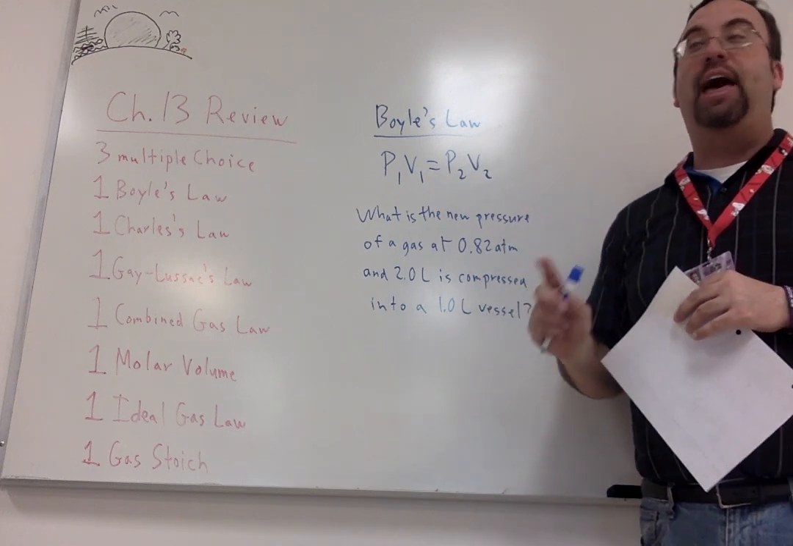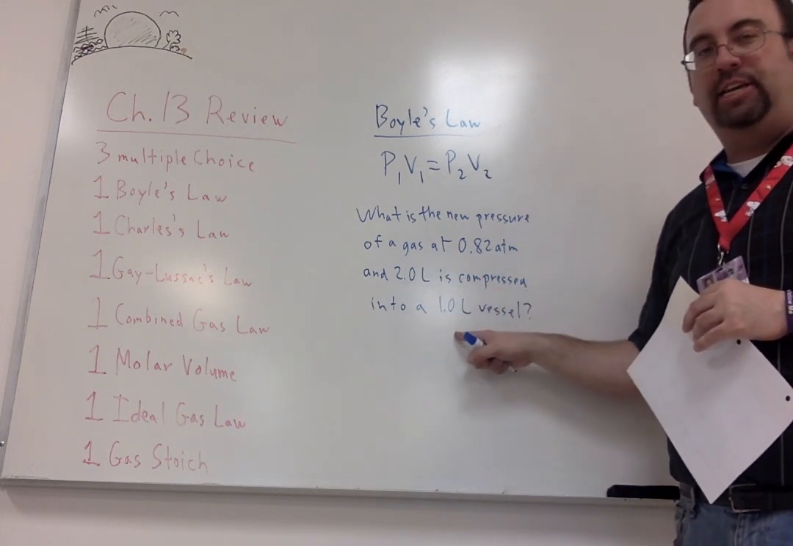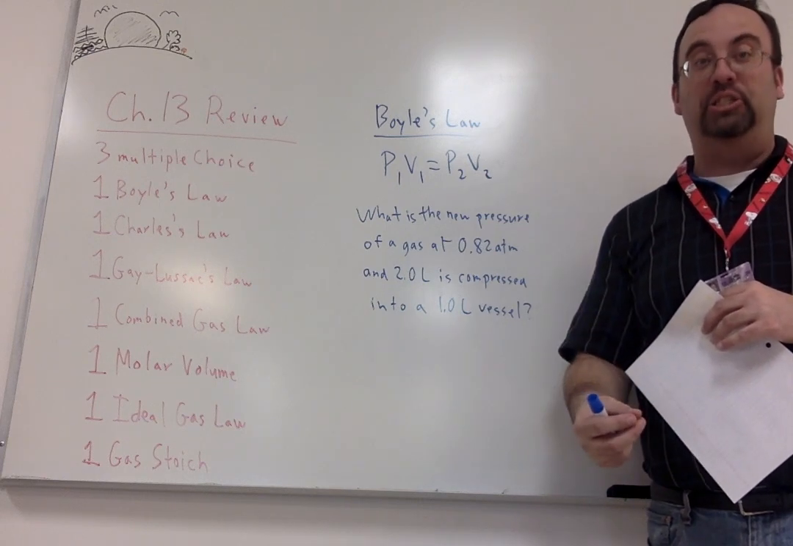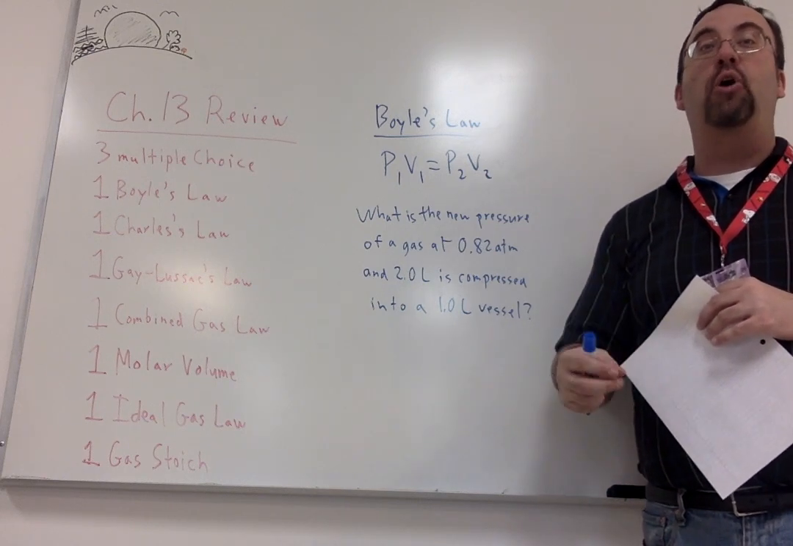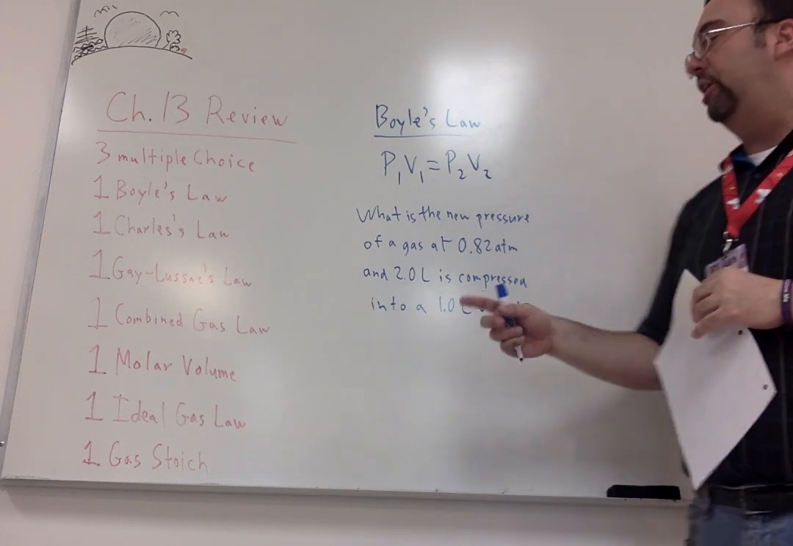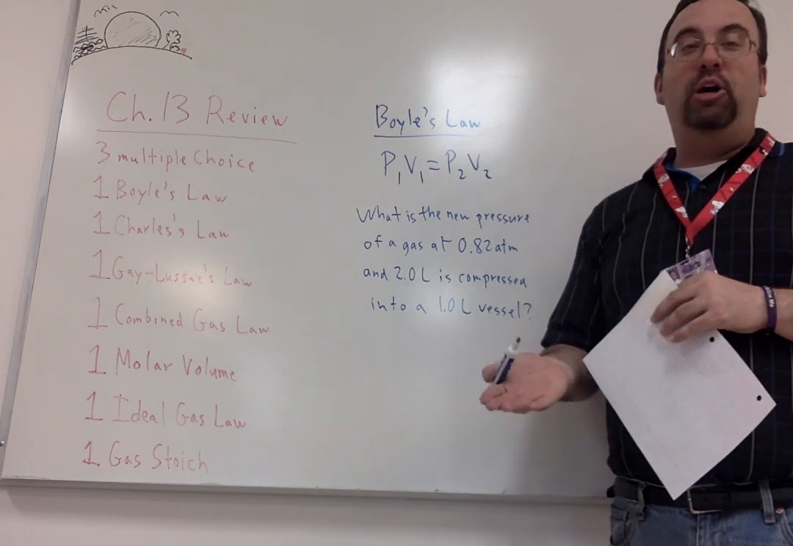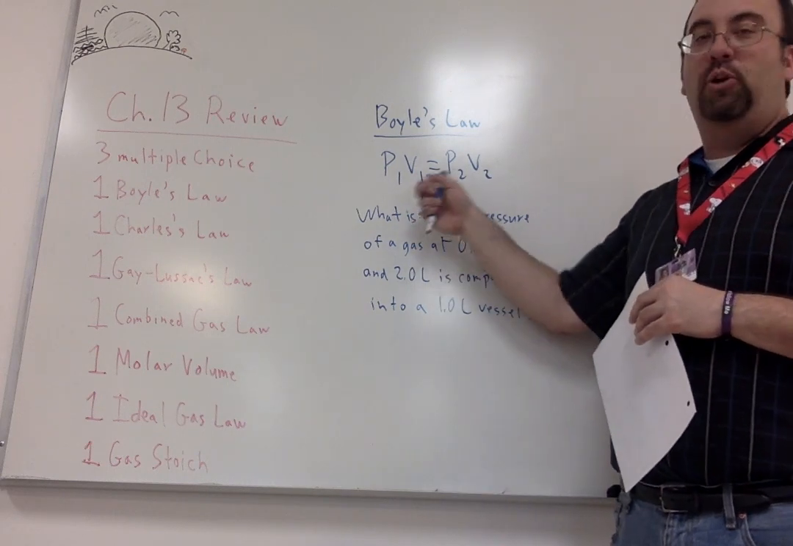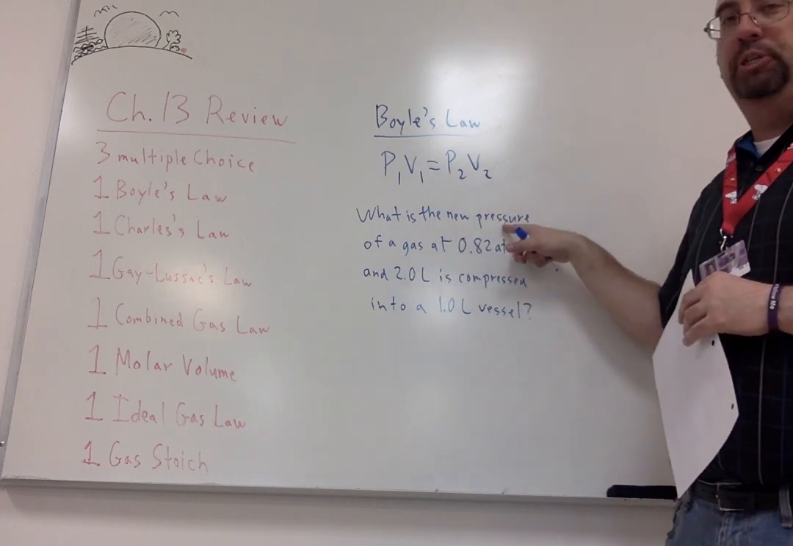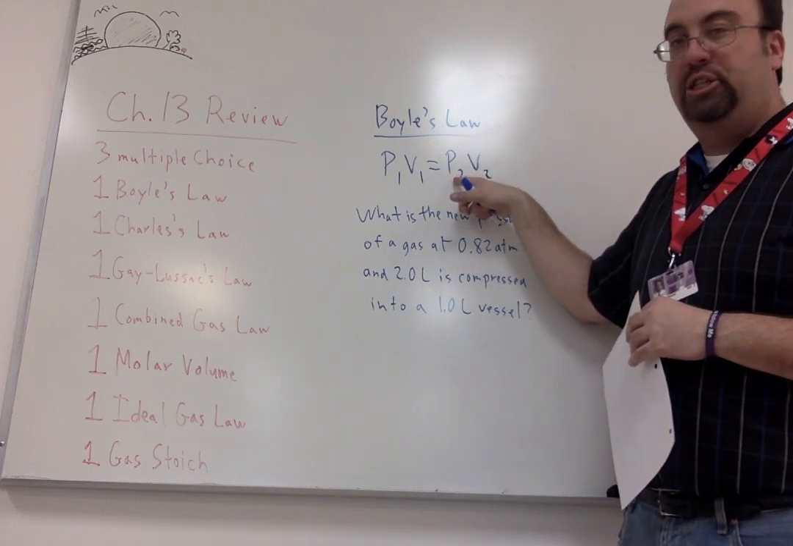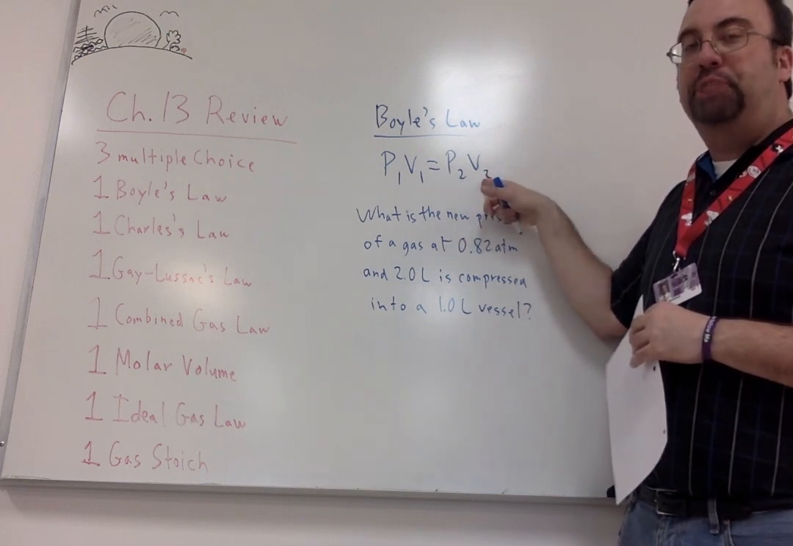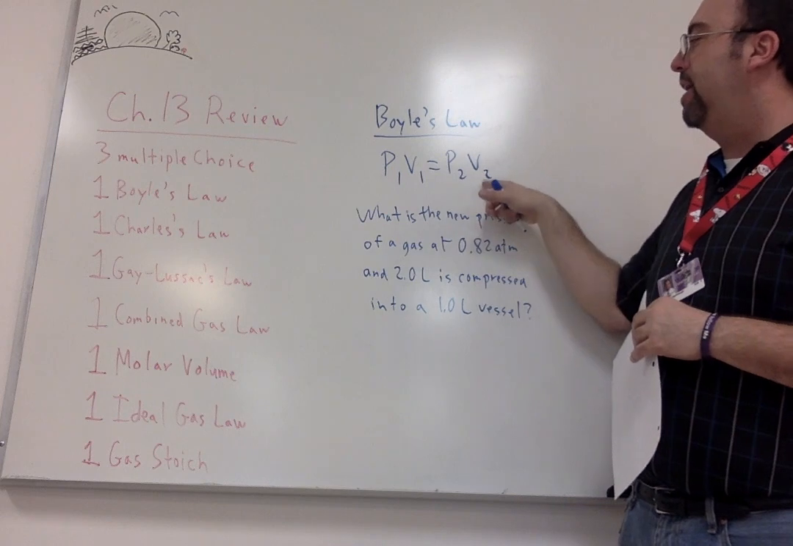So notice that the volume is decreasing, and so you would expect that the pressure should increase. Remember, pressure and volume are inversely related. As one goes up, the other one has to come down. Let us go ahead and set this up. I'm going to rearrange my equation so that I can solve for what I'm looking for. I'm looking for the new pressure, which is represented by P2. So what I need to do is get rid of this V2. I need to undo this multiplication by dividing both sides by V2.